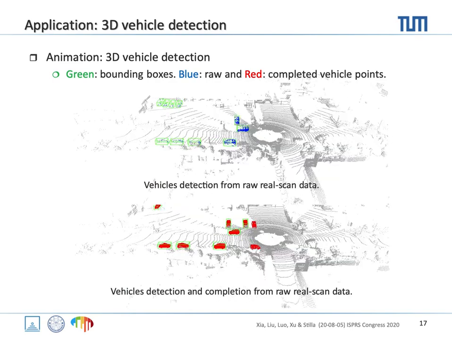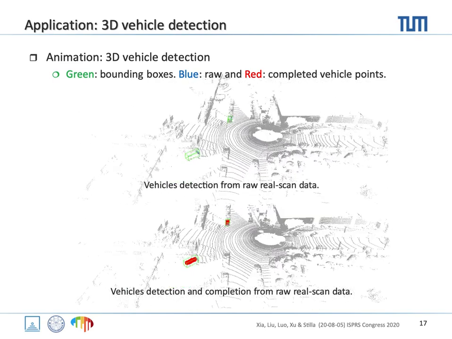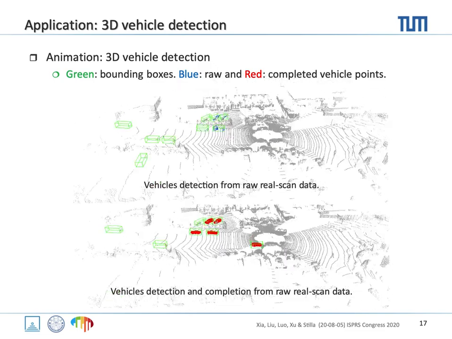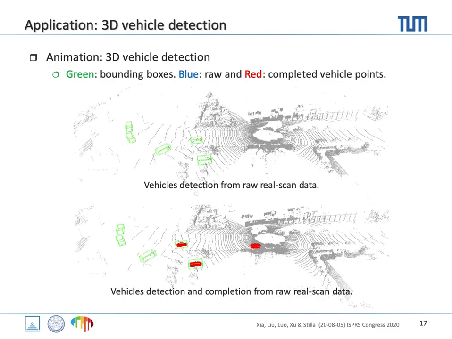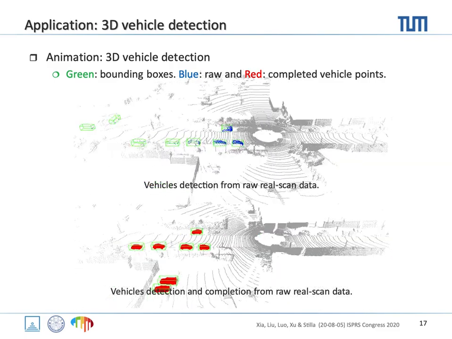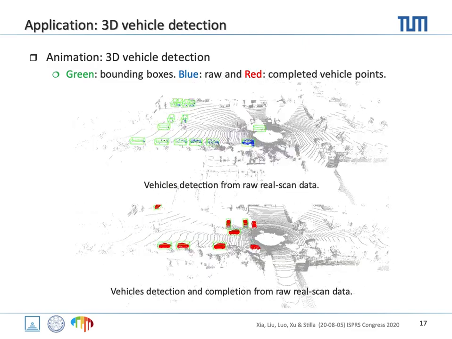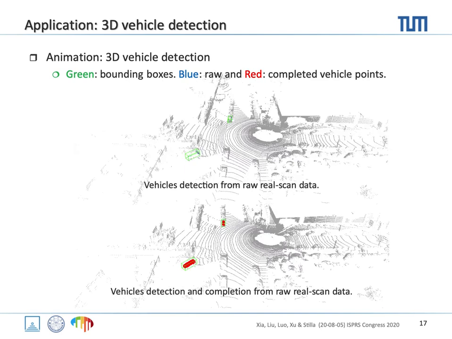This video is to illustrate our work can be applied to real-time applications like 3D detection tasks. The top is vehicle detection from raw real-scan data. We can see the point clouds of vehicles, the blue ones, in the gradient bounding box are very sparse and incomplete. The bottom one shows the vehicles are detected and completed at the same time.